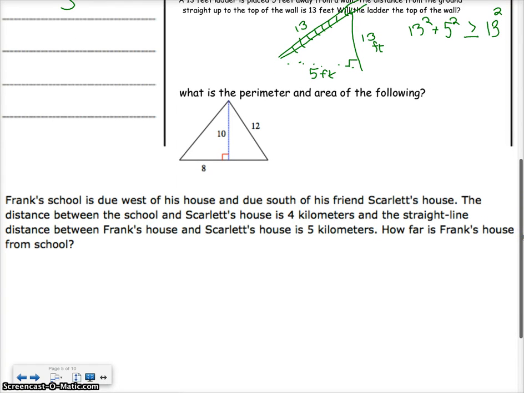What is the perimeter? Remember, that's adding around. And the area, base times height divided by 2, of the following triangle.